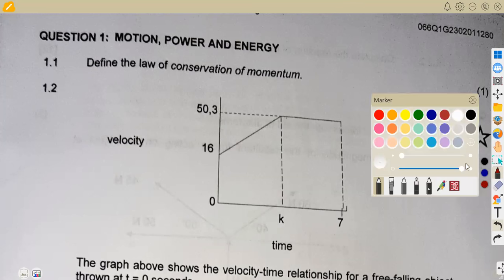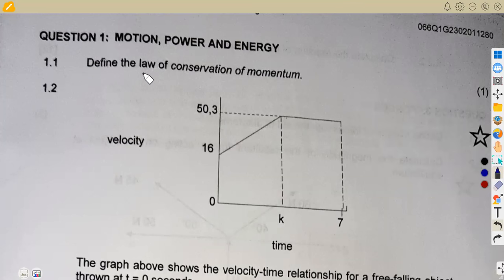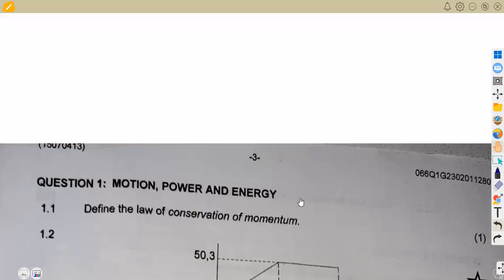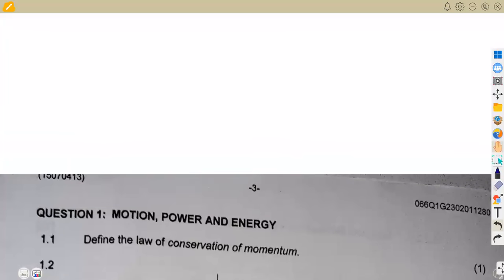We were given the first part, which was to define the law of conservation of momentum. We have got the conservation of energy. We have got the conservation of momentum. So there are so many things that we are going to conserve, but when you are referring to momentum, what is it that we are talking about? That is the question. All right. So we'll be talking about the external forces.